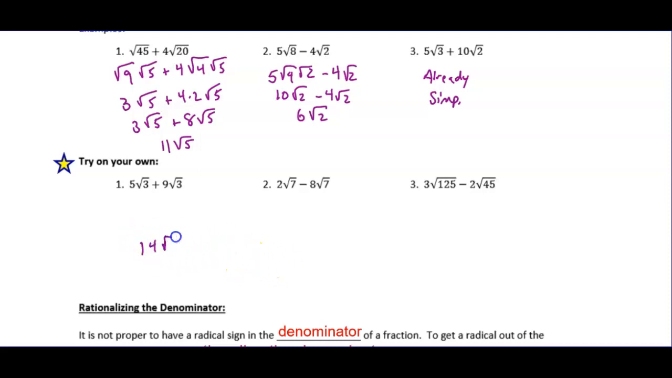All right, we should have 14 root 3. We should have minus 6 root 7. And we should have 9 root 5.